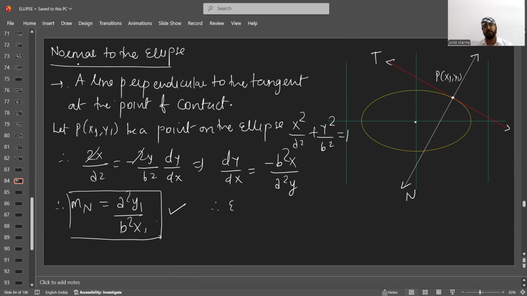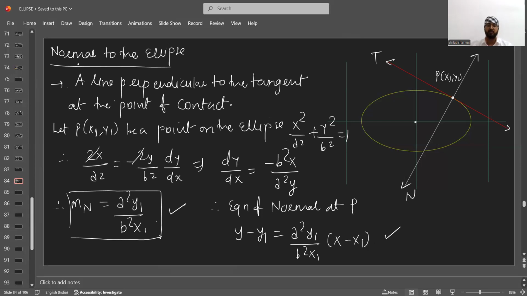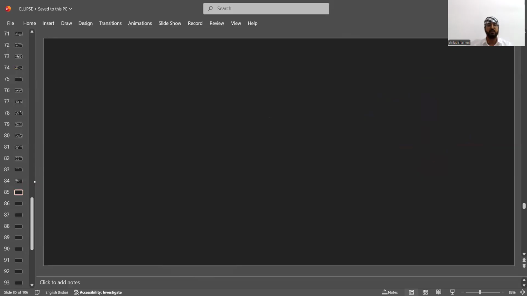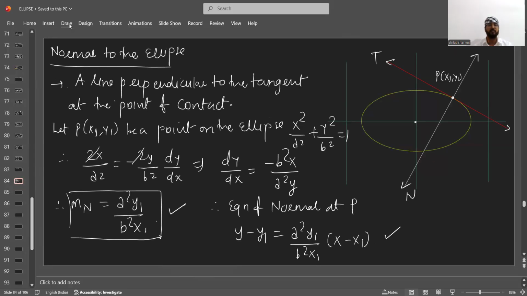So therefore, equation of normal, we can have it here. Equation of normal at P would be simply y minus y1 is equal to the slope, a square y1 over b square x1, into x minus x1. So this is my equation of normal. Let's simplify this further. So we can now multiply here.